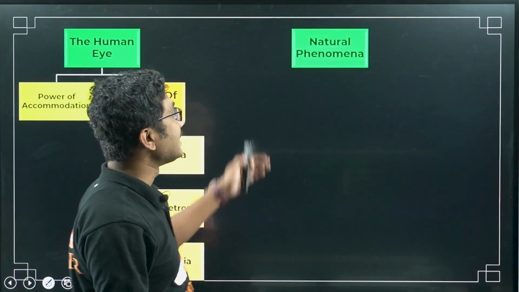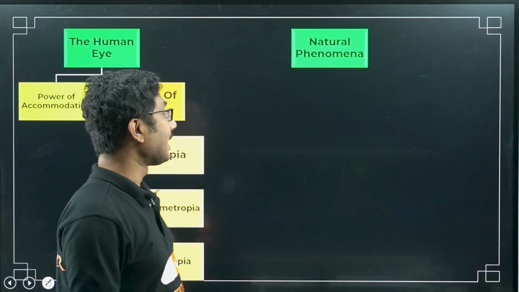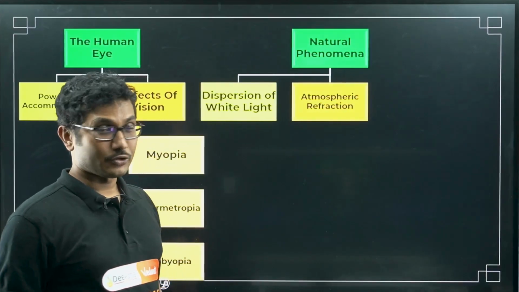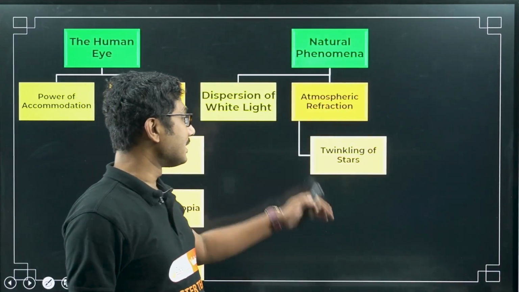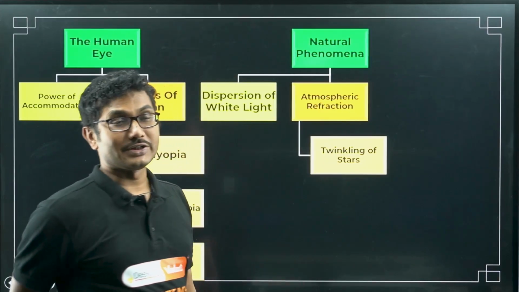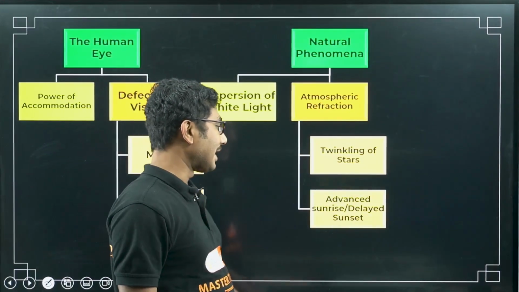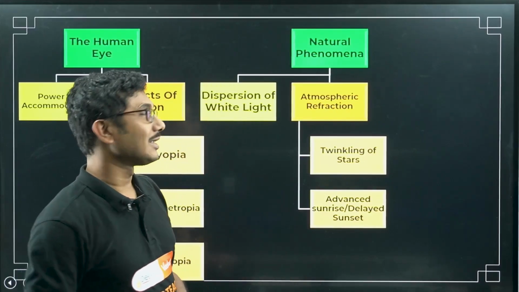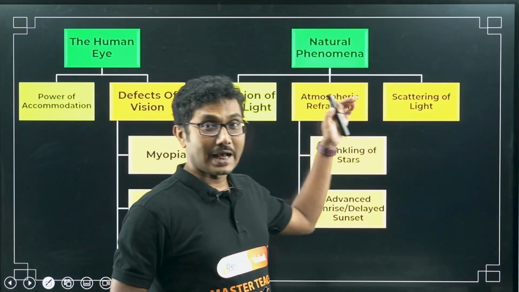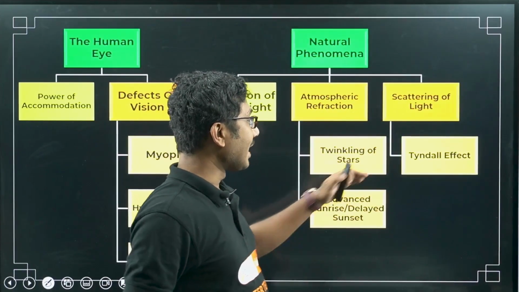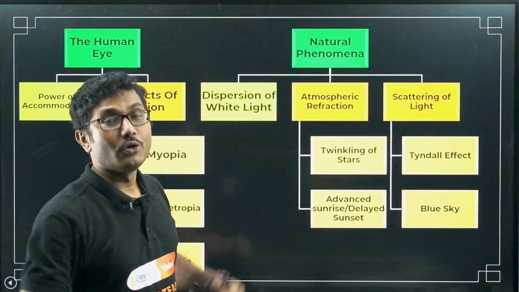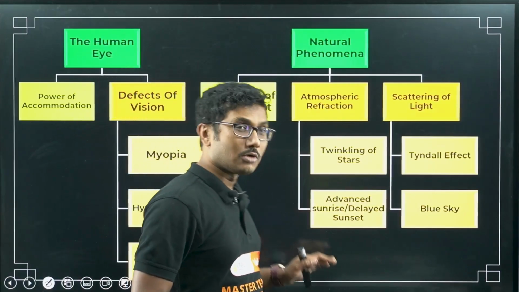And what is there in our next class? In tomorrow's class we will discuss natural phenomena, mainly dispersion of white light. Then we will discuss atmospheric refraction, which has two main parts: twinkling of stars, and advanced sunrise and delayed sunset. Also we have scattering of light: the Tyndall effect and the blue color of our sky. Why is the sky blue? Everything we are going to discuss in tomorrow's class.